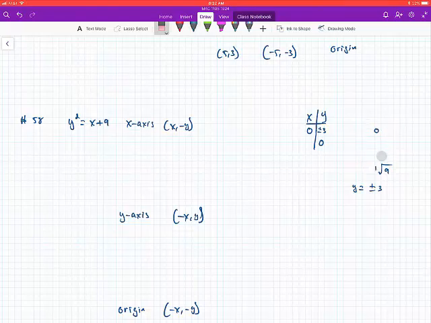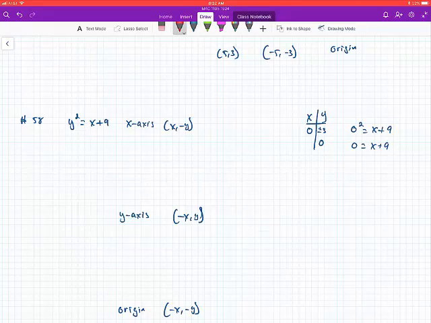Let me get rid of this here so I have space. So 0 squared is equal to x plus 9. 0 squared is just 0. And I'm going to subtract 9 from both sides. So I get -9 is equal to x.